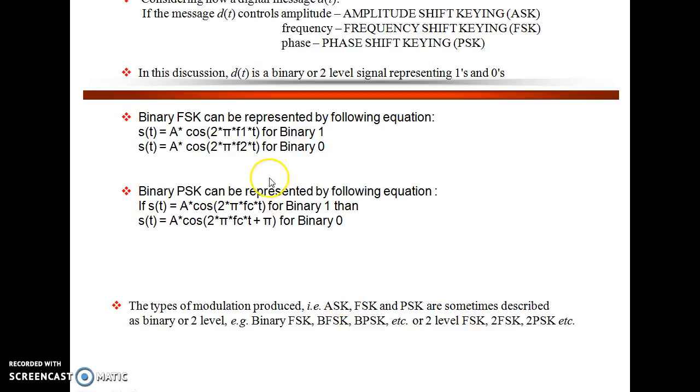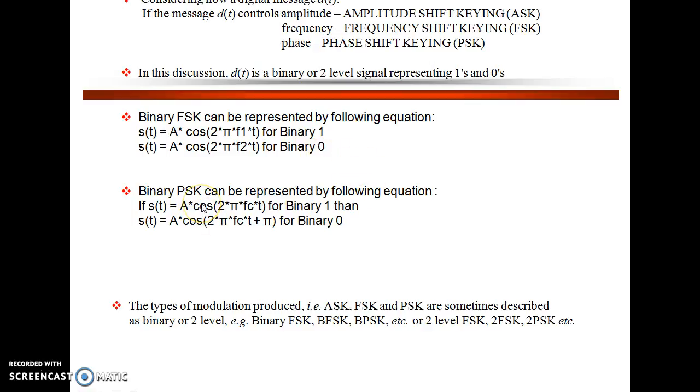Similar to that, in case of digital modulation systems also, we have three types: amplitude shift keying, frequency shift keying and phase shift keying. In this discussion, the binary signal has two levels, either 0 or 1. So for binary FSK, we represent the signal as S of t equal to A cos 2 pi f1t for binary 1 and A cos 2 pi f2t for binary 0.